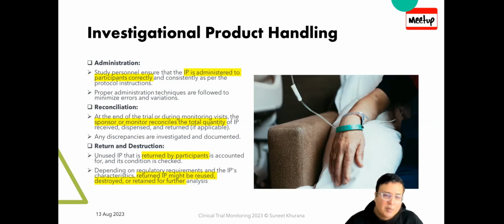So reconciliation happens, then there is destruction. There's a destruction certificate that you get from the pharmacy that destroyed your medication. The number is mentioned, name is mentioned, date is mentioned. You keep it in the record so that monitors will come and check that. They say, okay, either you return this to us or destroy it.